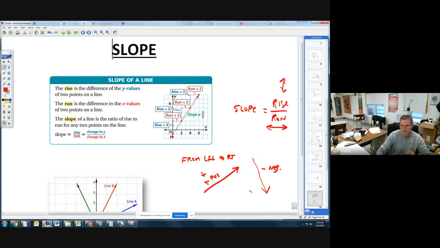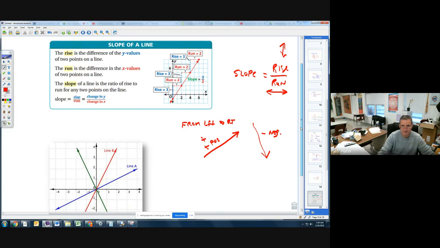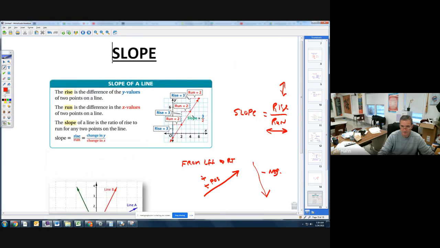So slope is a fraction. If it does come out to be a whole number, you can leave it as a whole number. You don't have to leave it as a fraction, but generally speaking, it's going to be a fraction, as you can see. So if you are looking to find slopes of lines, let's take a look back up here. How did they find that the slope of this line is 3/2?